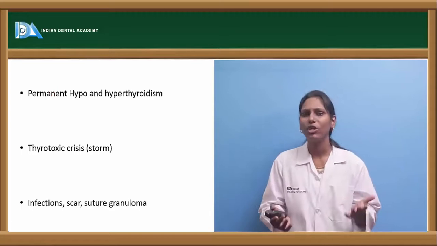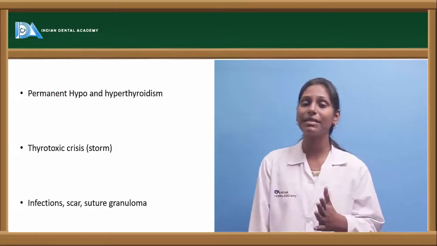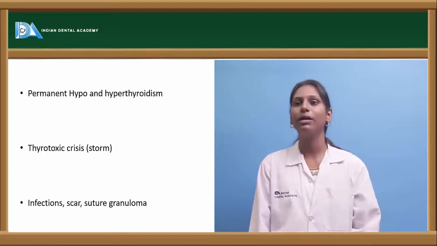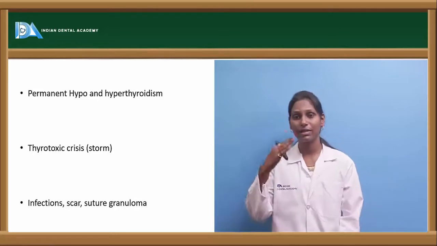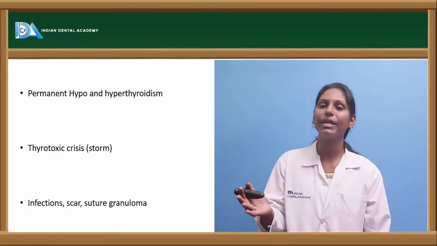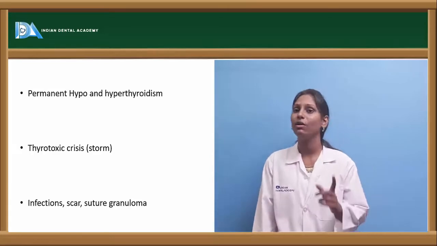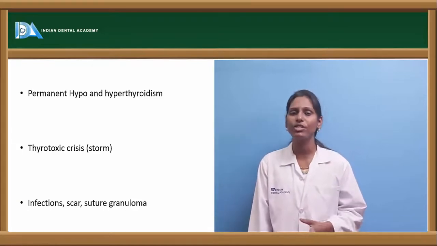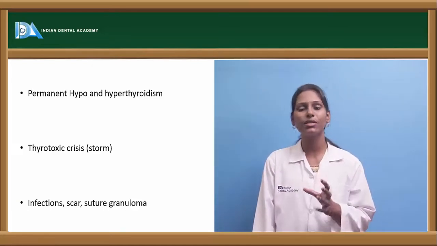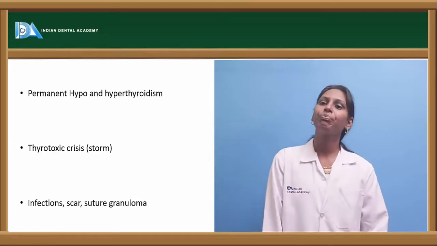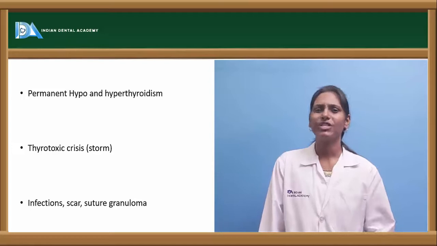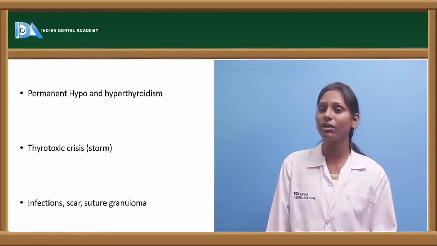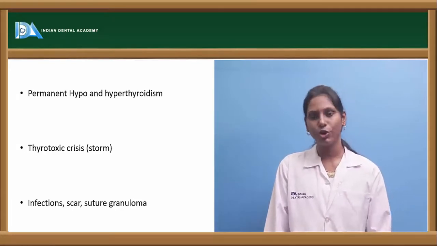And then as I told you, permanent hypo or hyperthyroidism. That is the reason we have to give the patient a suppressive thyroid hormone regimen also. And thyrotoxic crisis can be present. Thyrotoxic storm can also be encountered, which is a potentially fatal condition when the patient is not kept on suppressive thyroxine medication. This suppressive thyroxine dosage could be 0.2 milligram. This dosage is enough for the suppressive thyroid regimen. And then we have other complications like infections, scarring can be evident sometimes, and sometimes we can encounter a suture granuloma.